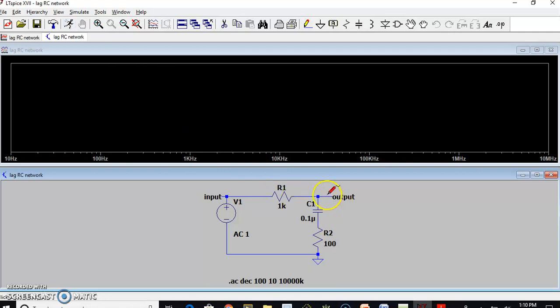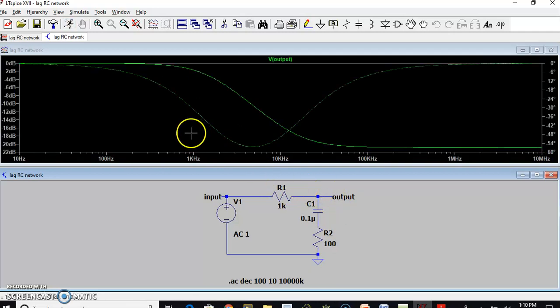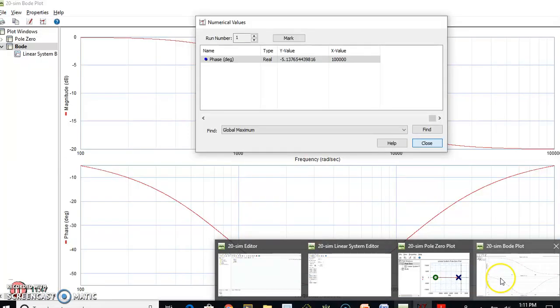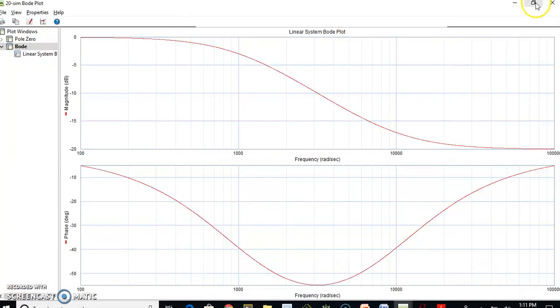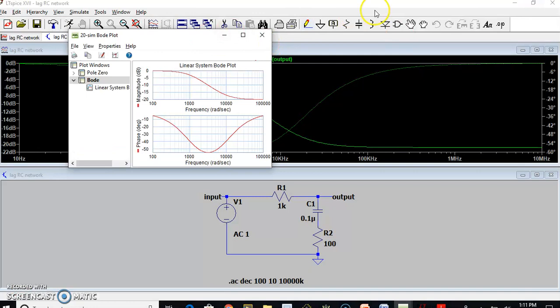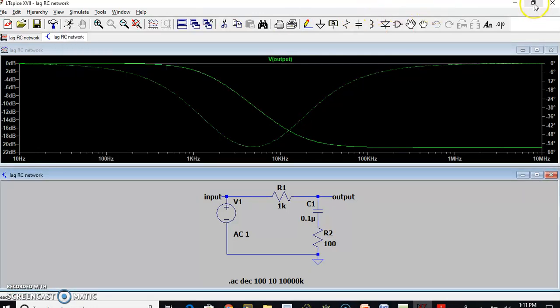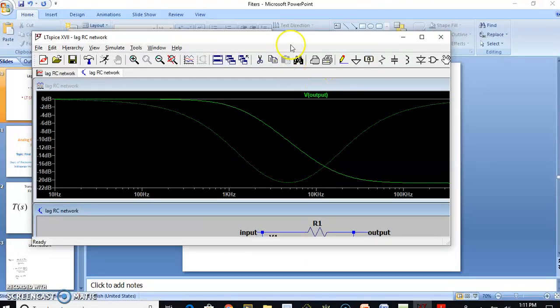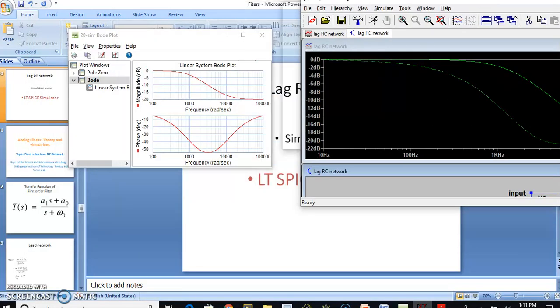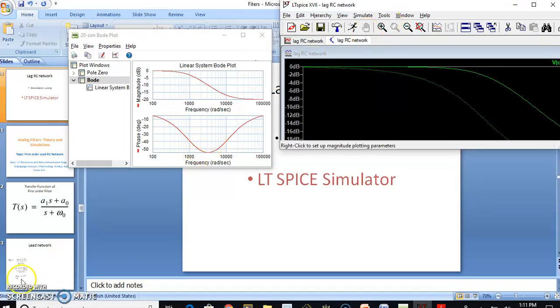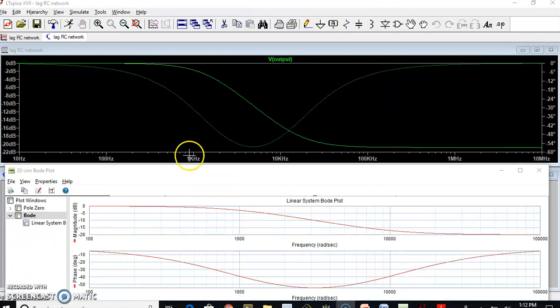So let us see what is the magnitude. You can see here it is 0 dB, it just goes down here. So the slope reduces to minus 20 dB per decade, and then it becomes again constant. So this is exactly similar to the Bode plot we have seen over here. So let me just show both of them one to one. Let me just slightly adjust. Okay, these two are exactly the same.